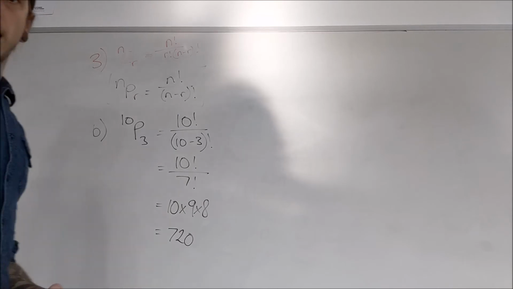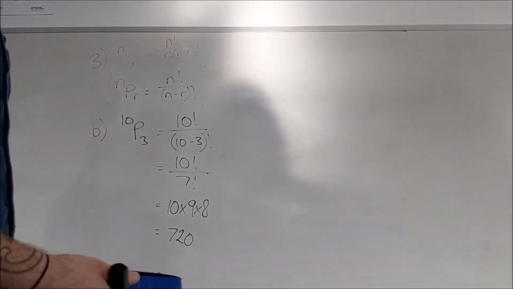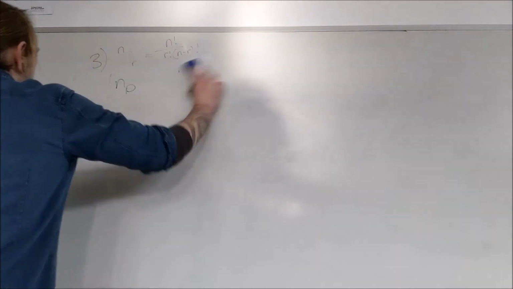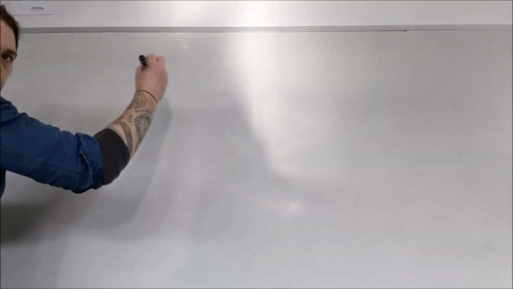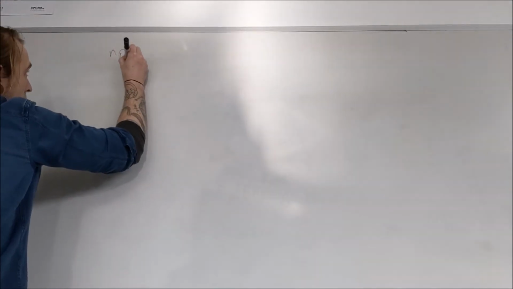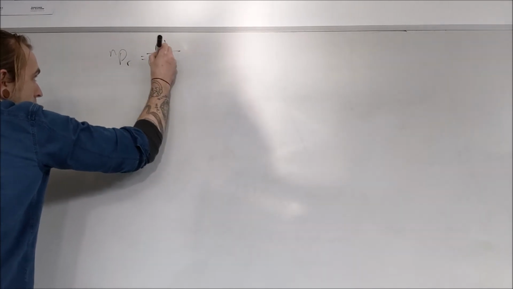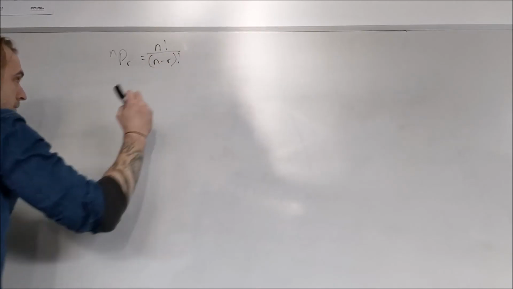720, what's the next one? Prove. Okay, this one's a bit annoying, and I don't think we're even going to focus on it, to be honest. The proof for this is simply, what would you have on the left-hand side? So if we were proving that nPr is equal to n factorial divided by n minus r factorial.